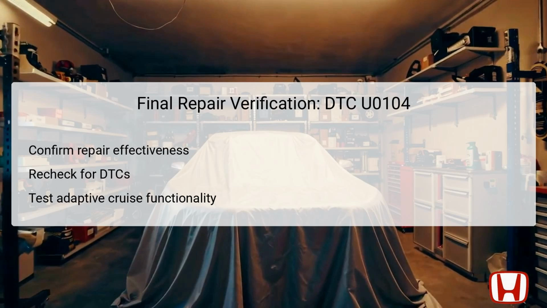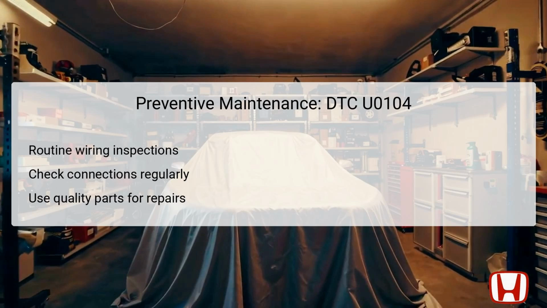Additionally, it's crucial to test the adaptive cruise control functionality to ensure the system operates as intended under various conditions. A successful test reaffirms that the communication link between the control module, the multi-purpose camera, and the TCM has been effectively restored. Preventive maintenance is essential to mitigate the risks of future occurrences of DTC U0104.